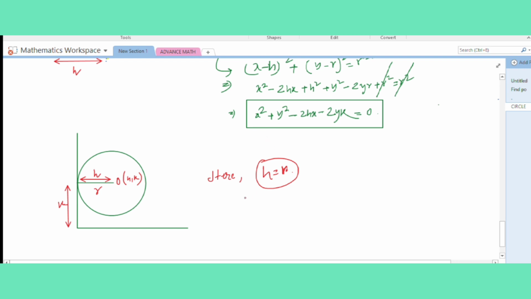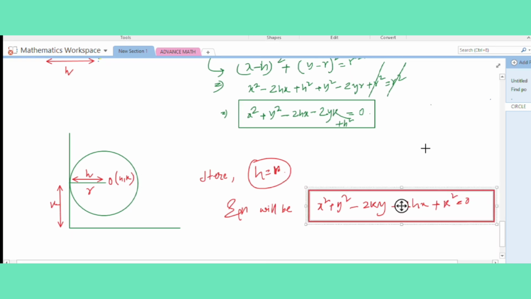Now by symmetry, we can say that the equation will be x square plus y square minus 2ky minus 2hx plus h square plus k square equals 0. So these are the two important results: one is for the circle touching the x-axis, and another is for the circle touching the y-axis. These two results are very important.